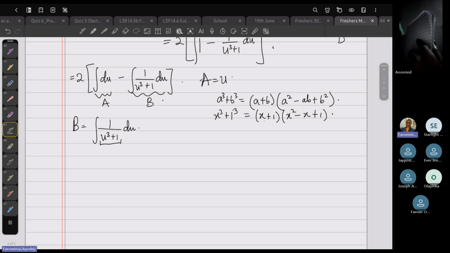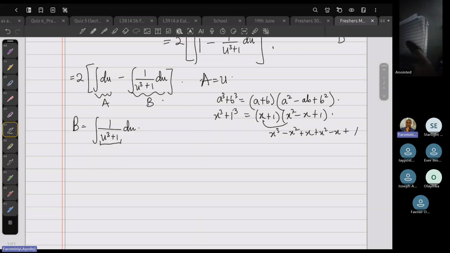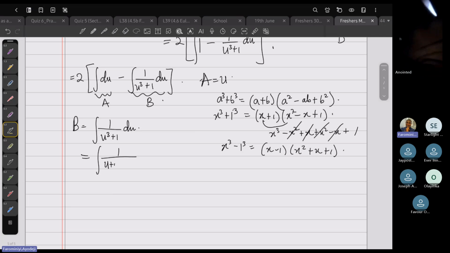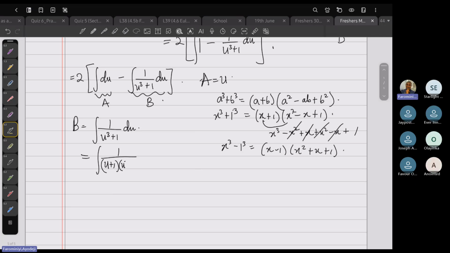So if we expand this, x times x squared is x cubed, x times negative x squared, x times 1 is x, 1 times x squared, 1 times negative x, 1 times 1 is 1. So this cancels, this cancels. That is the sum of two cubes. If it were the difference of two cubes, it's all similar. That is just x minus 1 times x squared plus x plus 1. So why did we do all of that? It is to see that we can break this into 1 over u plus 1, then u squared plus u plus 1.